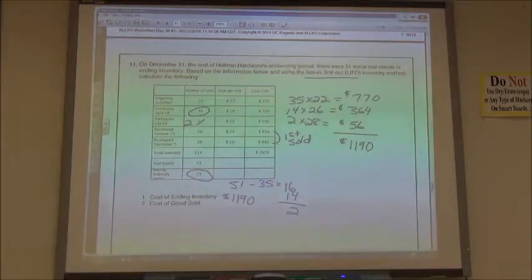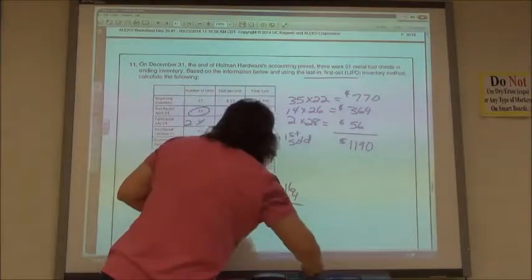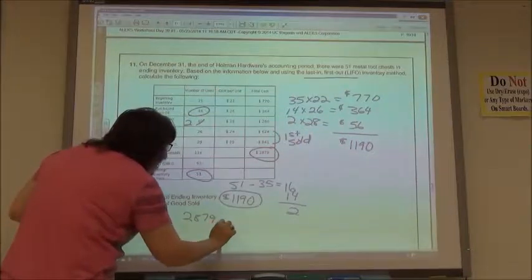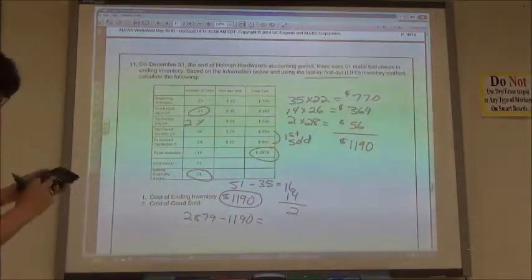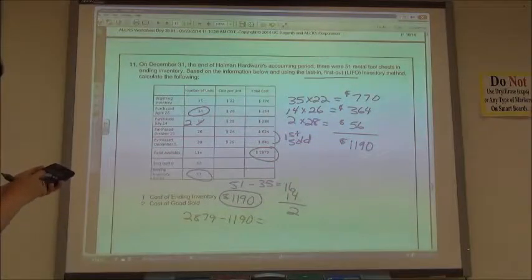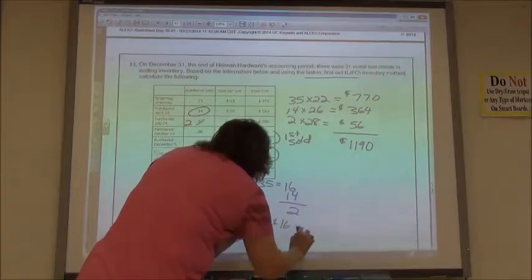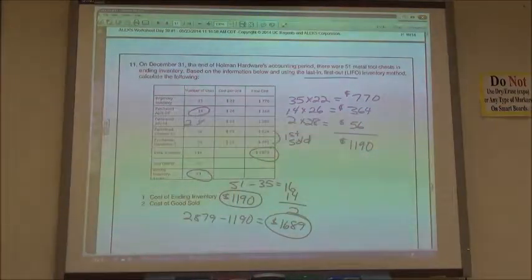And then, of course, we want to find the cost of the goods sold. Our cost of goods sold, we spent a total of $28.79, but we still have $11.90 left in our inventory. So if we subtract, we get $16.89 for the cost of the goods that we actually sold.